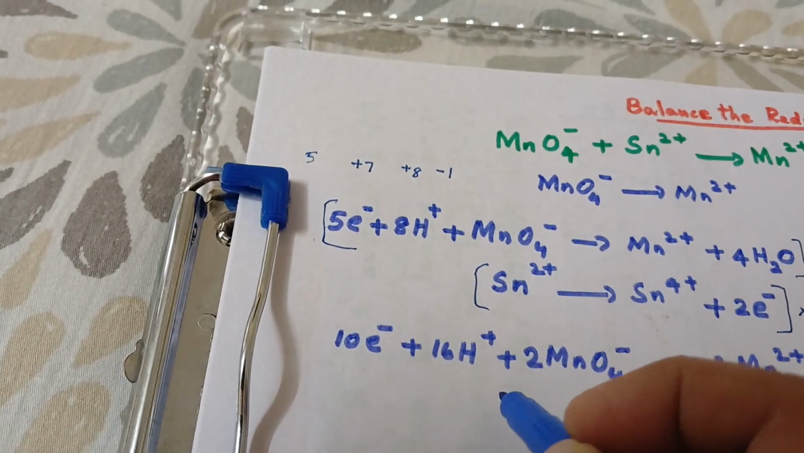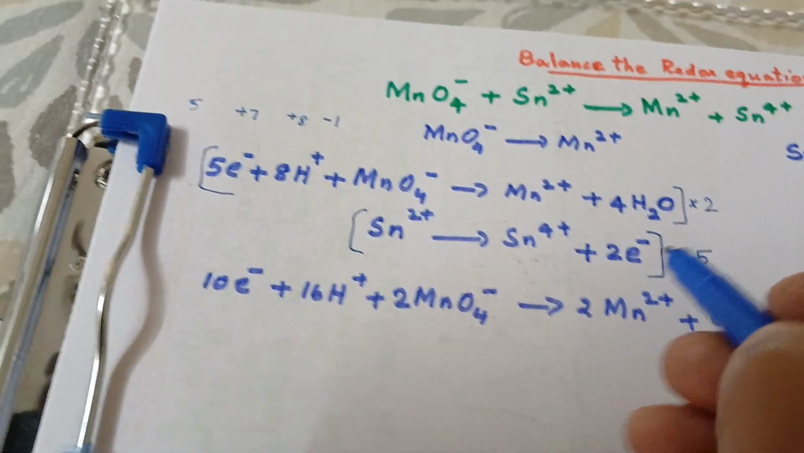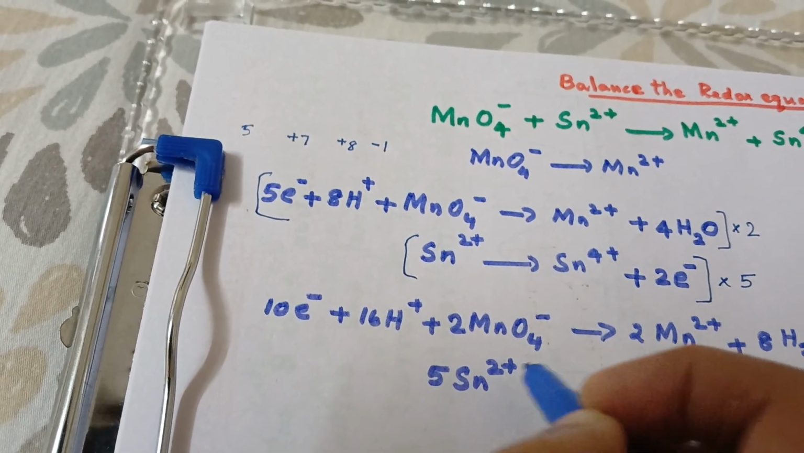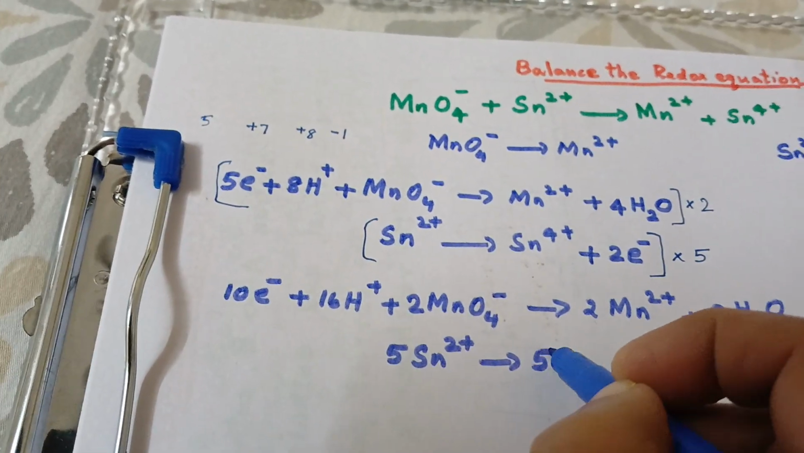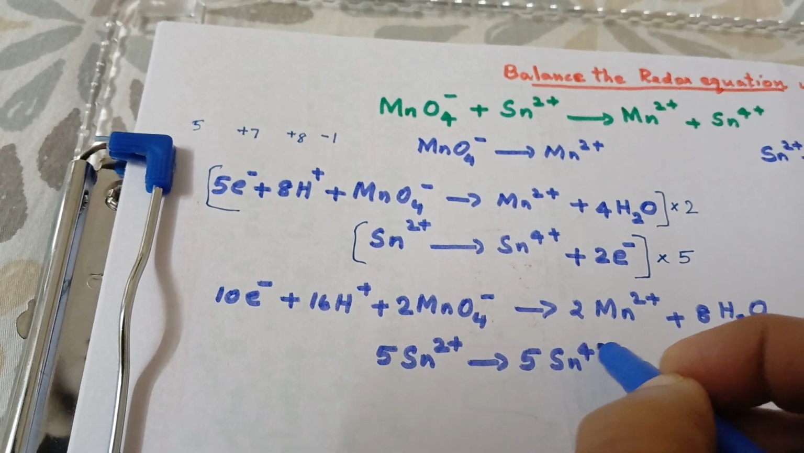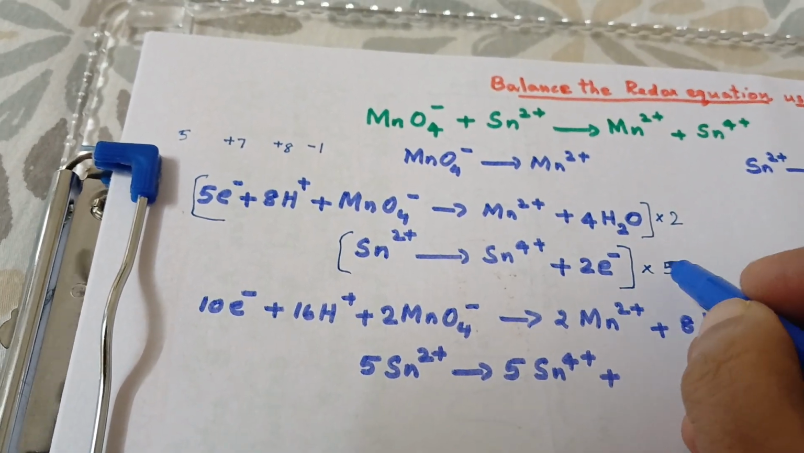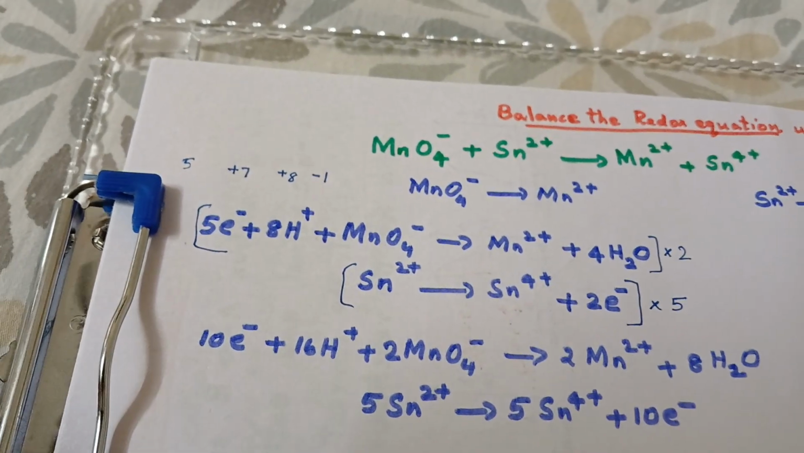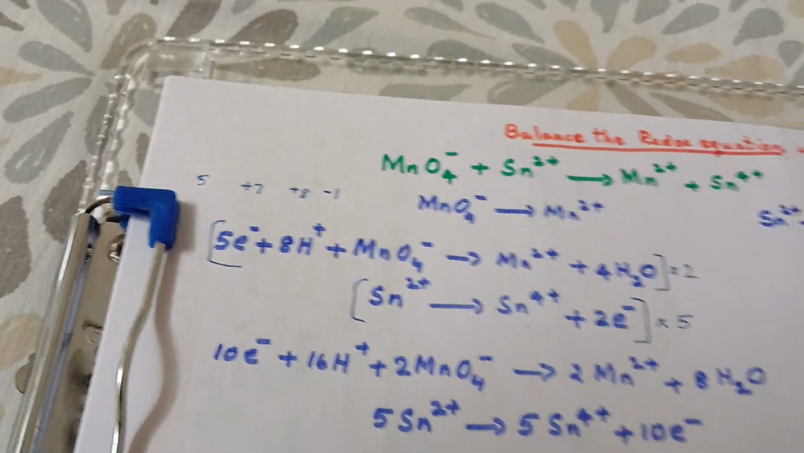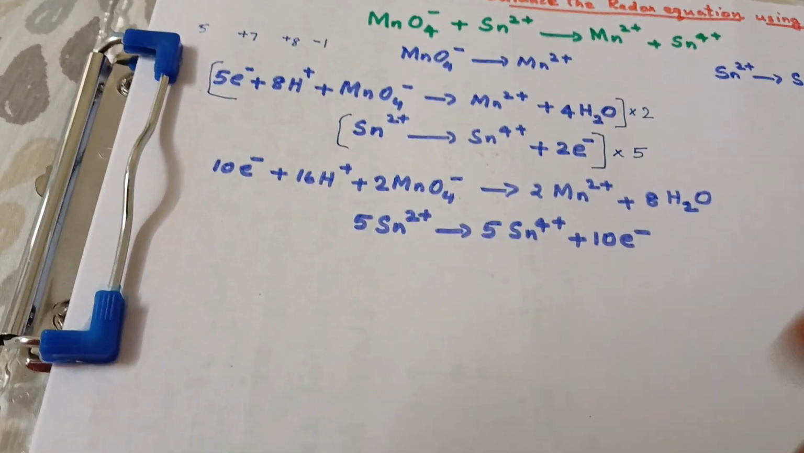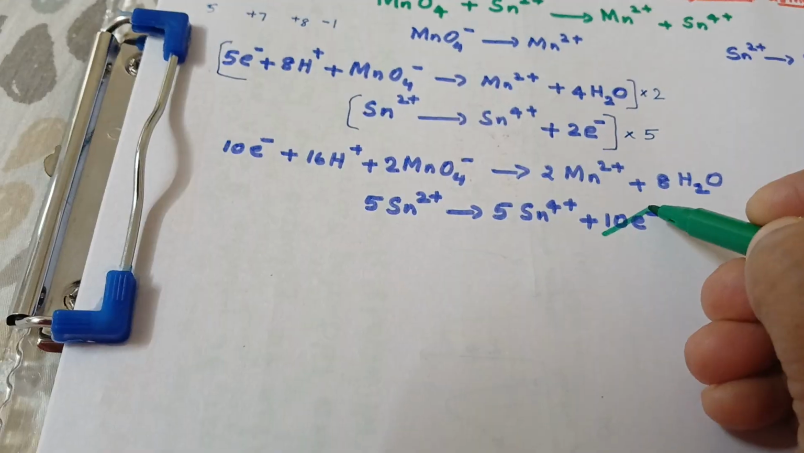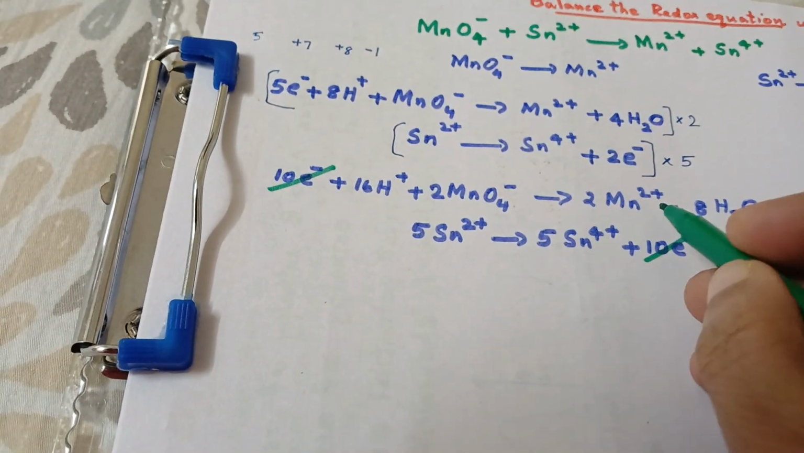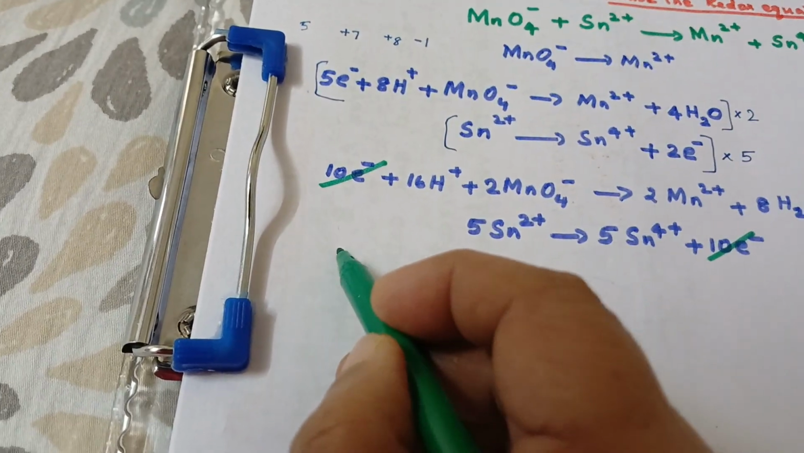The next one we should be multiplying by 5. 5 Sn2 plus giving 5 Sn4 plus, plus 5 into 2, 10 e minus. So we have made the number of electrons the same in both the equations. Now we can cancel out these electrons. And now we can add these two equations together.